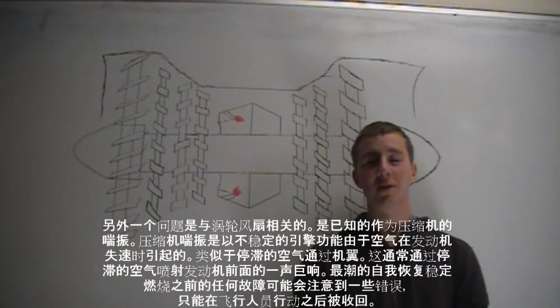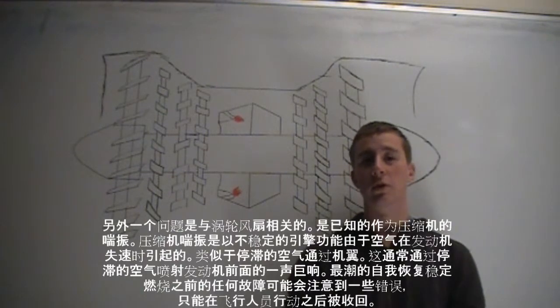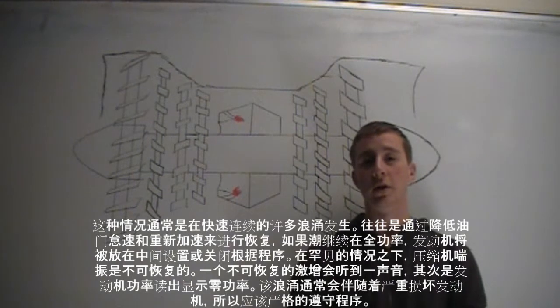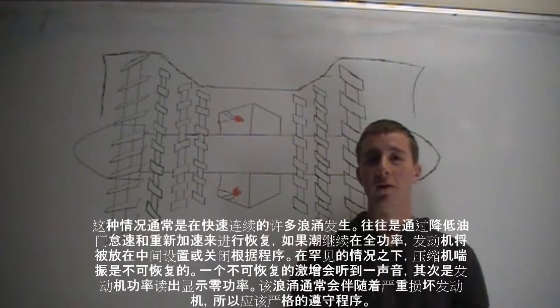Another issue associated with turbofans is known as a compressor surge. A compressor surge is caused by stalled air reducing engine function, similar to stalled air over a wing. Air usually ejects from the front of the engine with a loud bang. Most surges can self-recover without any action before the fault is noticed. Some surges can only be recovered through flight crew action by reducing the throttle down to 0 and re-accelerating the engine back to full power. If the surges continue at full power, the engine should be run on intermediate setting or shut down entirely.